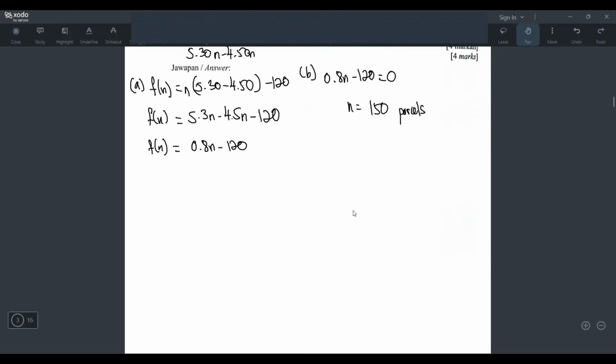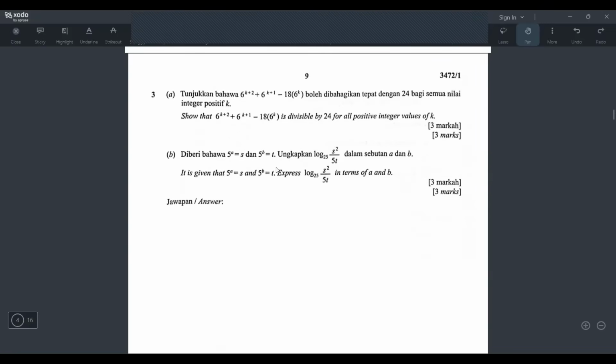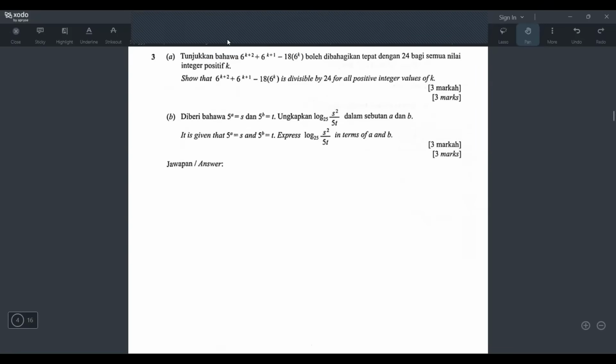Okay, 4 marks. Quite easy, this one question. Okay, let's go to number 3. I think this is an indices and log question, right? So let's do A.